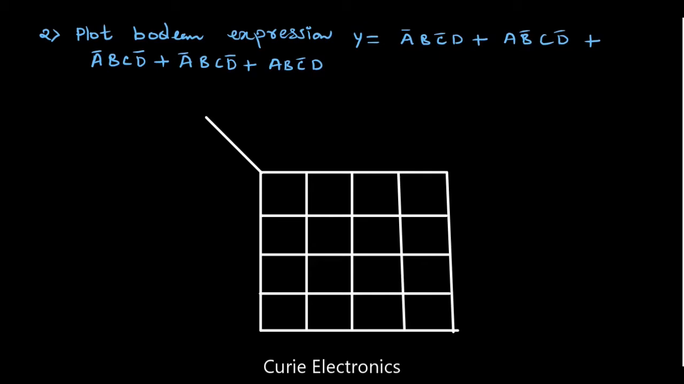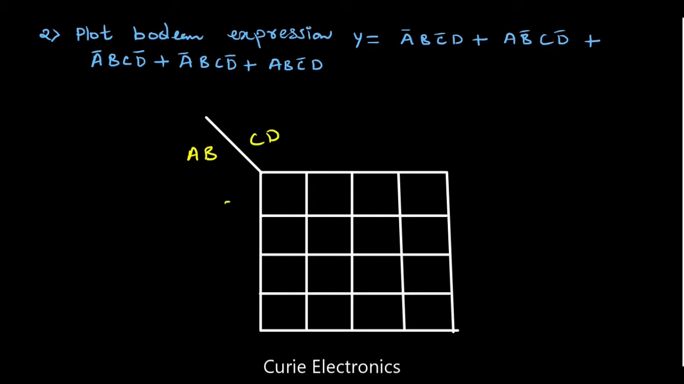Plot the boolean expression y. We have one expression that we have to map in the Karnaugh-MAP. You have to represent this expression using the Karnaugh-MAP. So again it is a 4 variable map, so we should have 16 combinations. So A B C D.